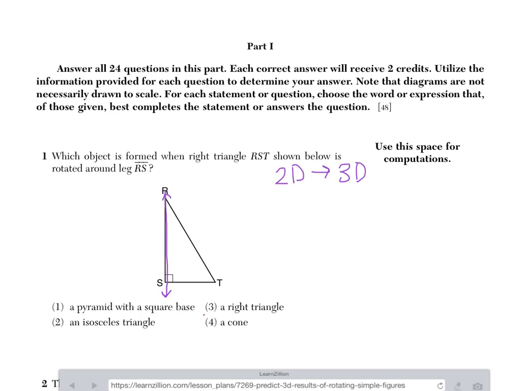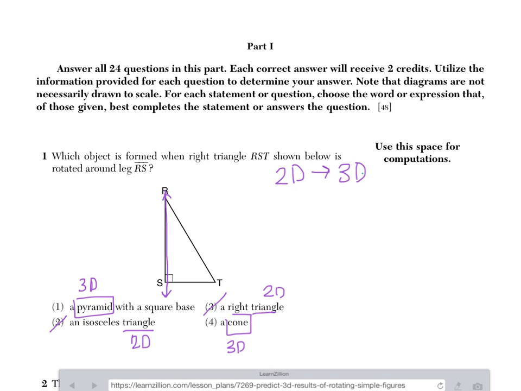So here I can immediately cancel out choice 2 and 3 because triangles are just 2D shapes, whereas a pyramid or a cone are 3D shapes. Again, when you rotate around a line or a segment, you end up going from 2D to 3D. If you rotate around just a point, like on a graph, then you just stick with 2D.